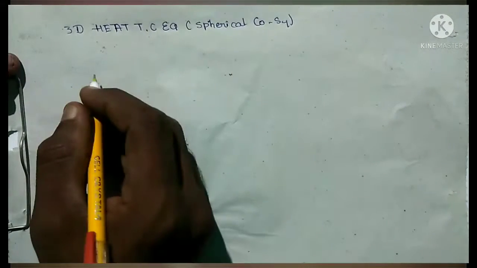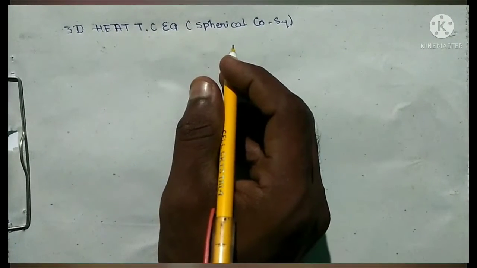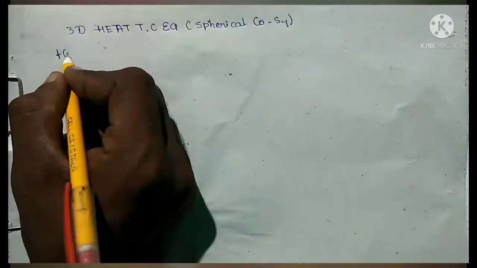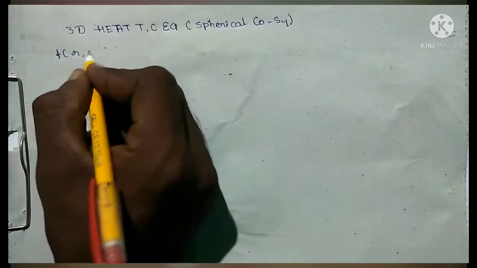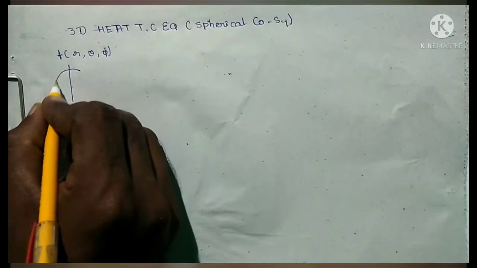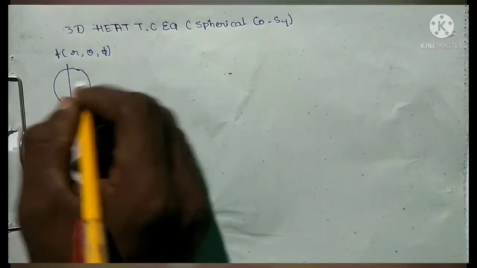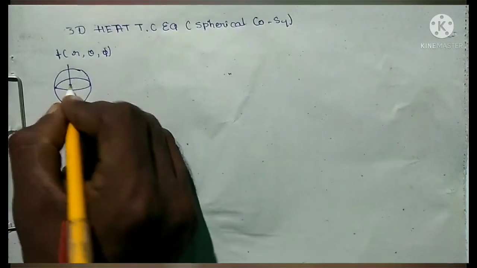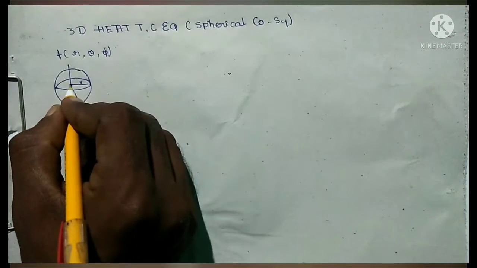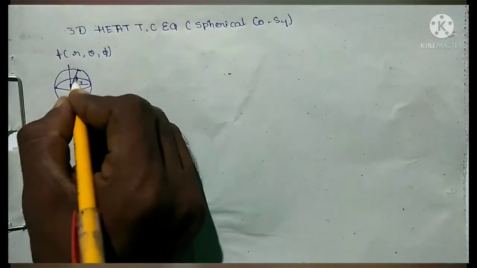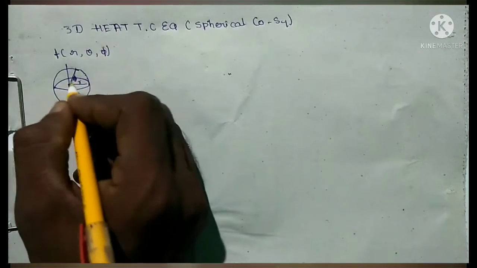So to derive this we have to consider a spherical coordinate system, which is a function of r, theta and phi. That is what I am going to consider. I want to tell you this is a spherical coordinate system. Here, I want to show you, this is the r and this is the phi and this will be the theta.